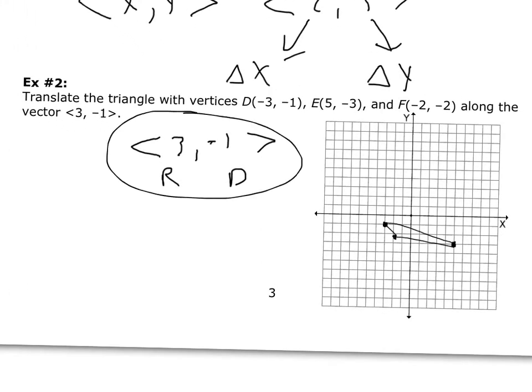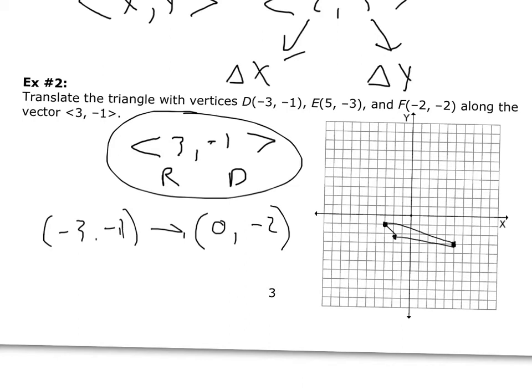Okay, so each ordered pair, we're going to take the x and we're going to go right 3, and then we're going to go 1 down. So we started with -3, -1. If we follow our vector, we have to go 3 to the right for the x, so that means add 3 to it. So if you take -3 and add 3, you get 0. And if you take -1 and subtract 1 away from it, that would give you -2. Okay, so that would be our first ordered pair that we're going to graph for our translation.